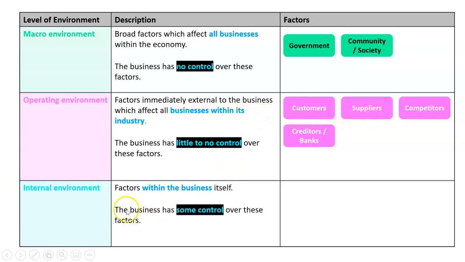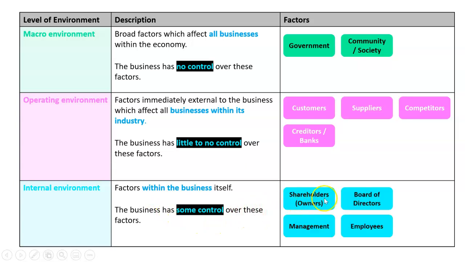But then we've got the internal environment, and that's where the business has some control over these factors. What are we talking about? The shareholders, the board of directors, the employees, and the management. The business has much more control over those. So don't get too stressed about these levels of environment. I guess we just want to think that these are different. They're in different groups because a business's ability to control its employees as a stakeholder is much higher than it can over its customers or the government, over which you have little to no control.